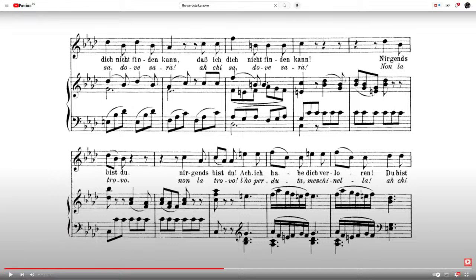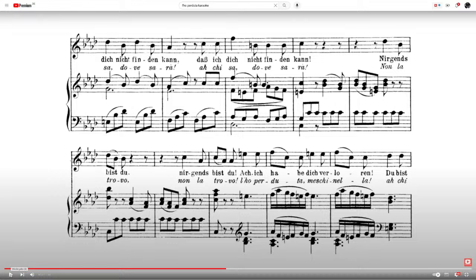Oh, wait a minute. I missed it. It's a little hard when you're working with the accompaniment. Non la trovo. So it's not non la trovo. Don't think individual pitches. You want to think phrase. Non la trovo. So it's not always that the high pitch is louder and the lower pitches are a little less intense. This is not how it goes.